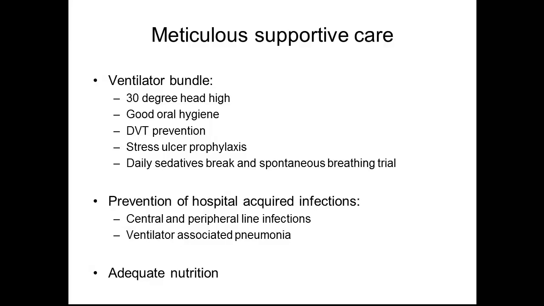Yeah? DVT prevention, stress ulcer prophylaxis, daily sedation breaks, prevention of hospital-acquired infections, central line, peripheral line bundles. You really need a good governance structure to make sure a patient doesn't develop a peripheral line infection. Yeah, we are only so focused on the 6 mils per kg, but there's a whole patient around the 6 mils per kg.